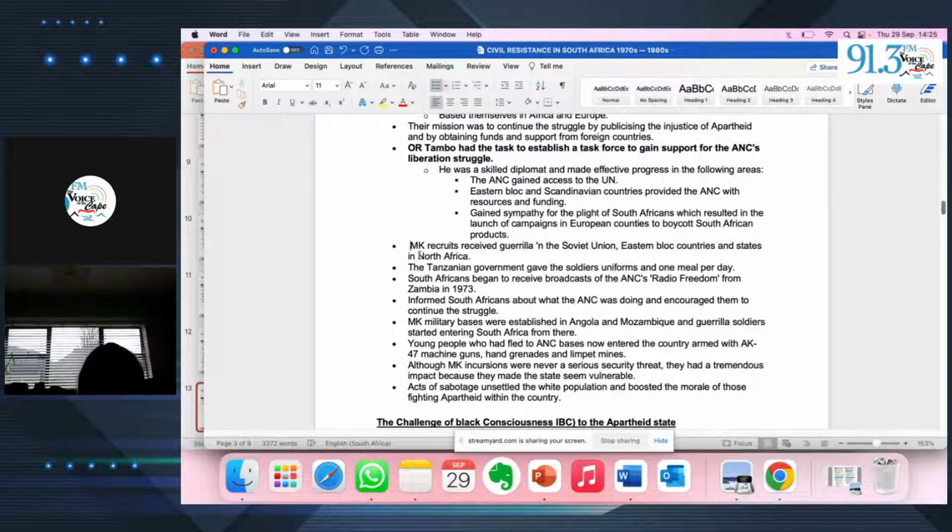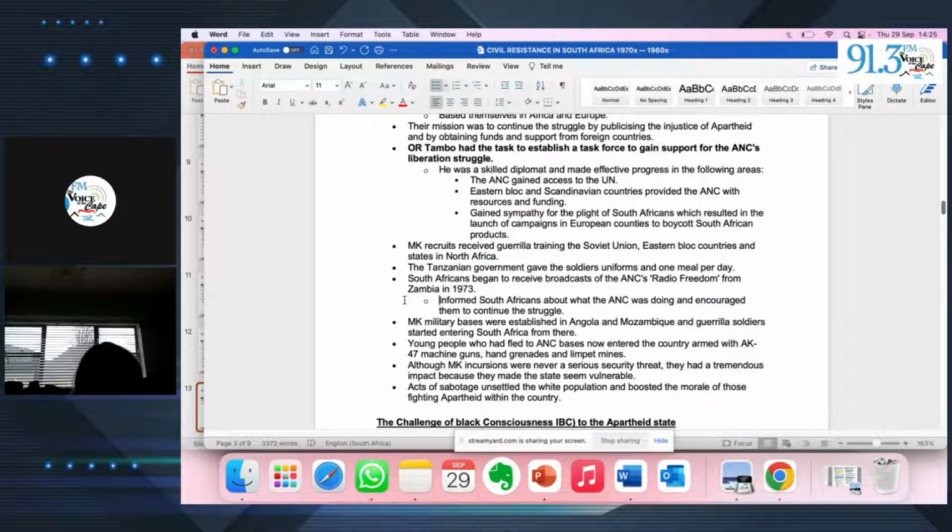MK recruits received guerrilla training in the Soviet Union, Eastern Bloc countries, and states in North Africa. The Tanzanian government gave soldiers uniforms and 1 meal per day, and South Africans began to receive broadcasts of the ANC's Radio Freedom from Zambia in 1973. This informed South Africans about what the ANC was doing and encouraged them to continue the struggle.